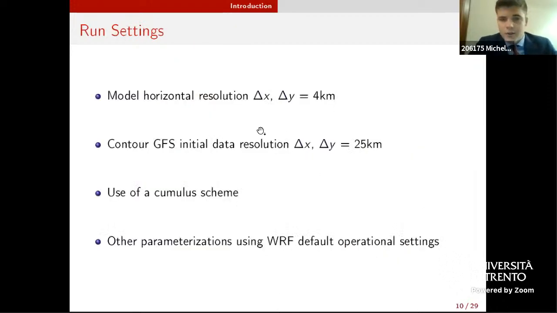The model horizontal resolution is set to 4 kilometers, and the boundary meteorological GFS data that are interpolated on this model grid have an initial resolution of 25 kilometers. For what concerns the convective processes, a cumulus scheme is used, and for the other physical processes, for example, microphysics or physics of the boundary layer, and so on, the WRF default operational schemes are used.